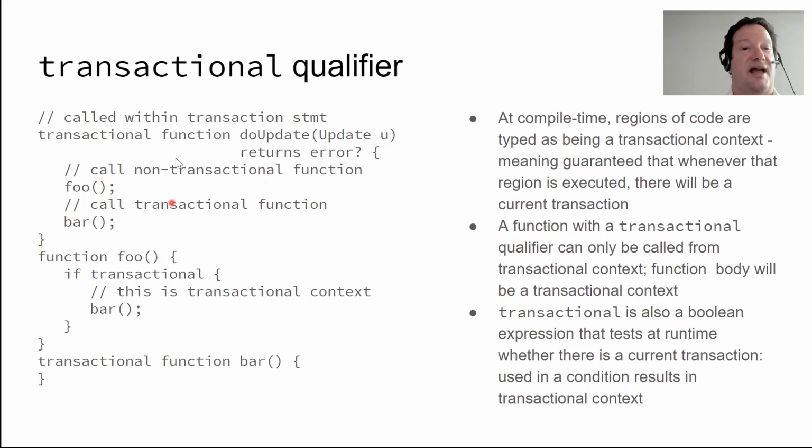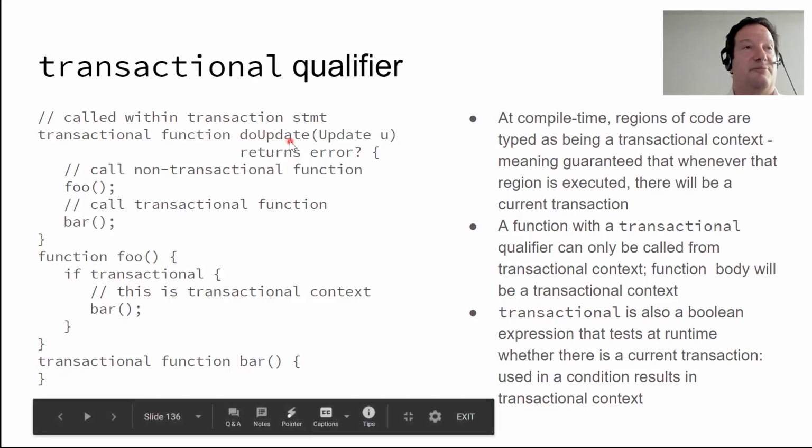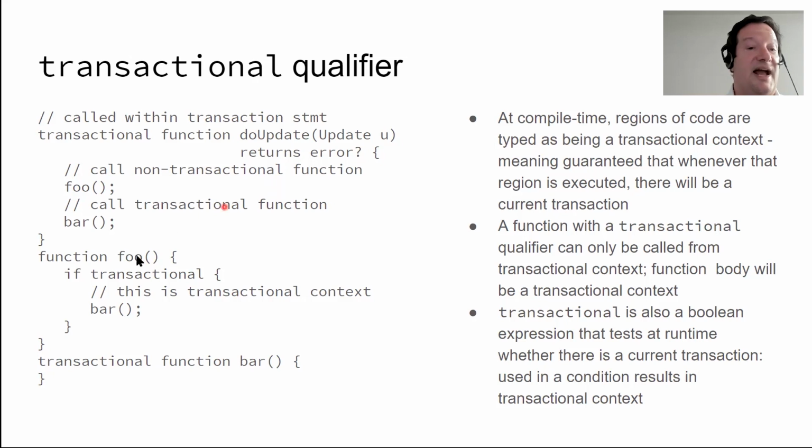And secondly, that its body will be itself a transactional context. So here, this is transactional. So that means you can only call it within a transaction. And within a transactional function, we can call a transactional function. It's fine for do update to call bar. Bar requires a transaction. Do update guarantees that we have one. And you can also call a non-transactional function here.